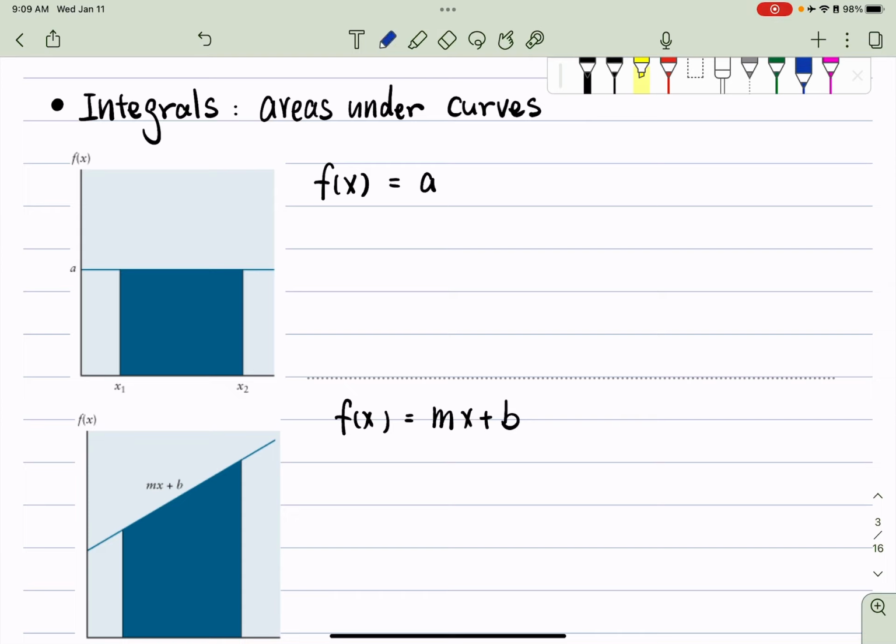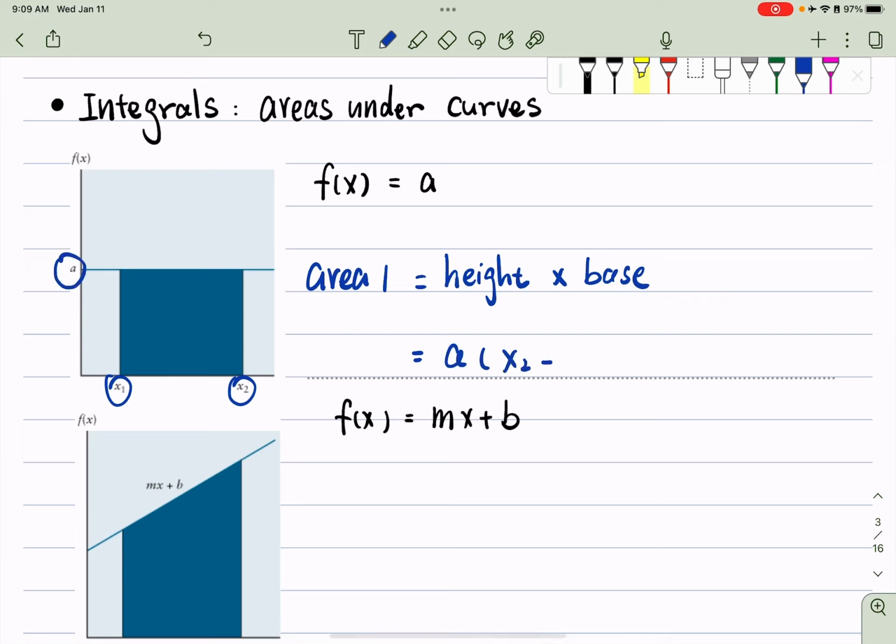So this area here, which is also highlighted in blue on the left-hand side, between x1 and x2 is just equal to height times base. And apparently the height is a, so that's just a times (x2 minus x1). Simple and nice and easy.